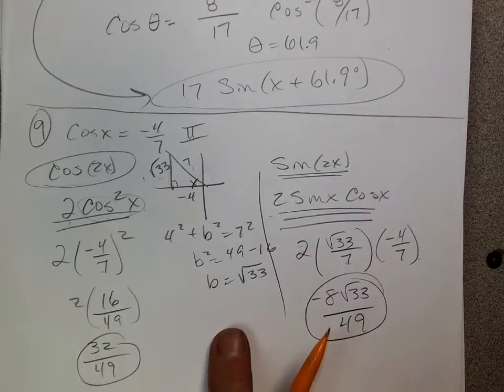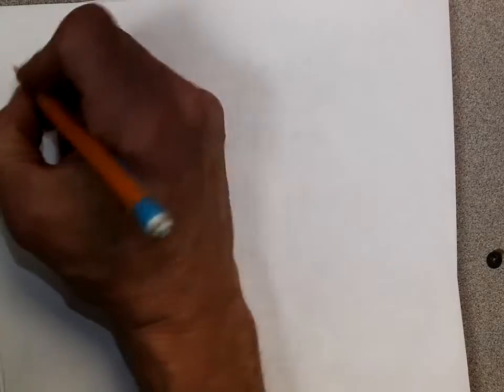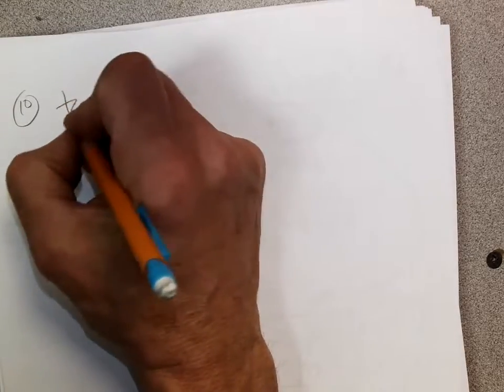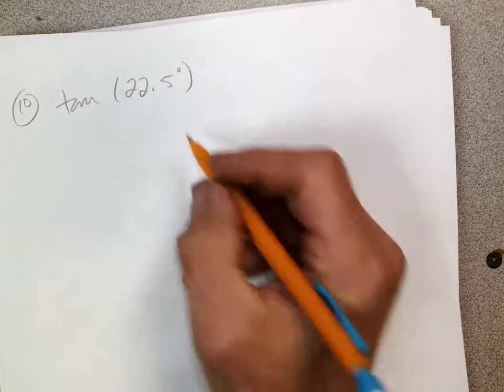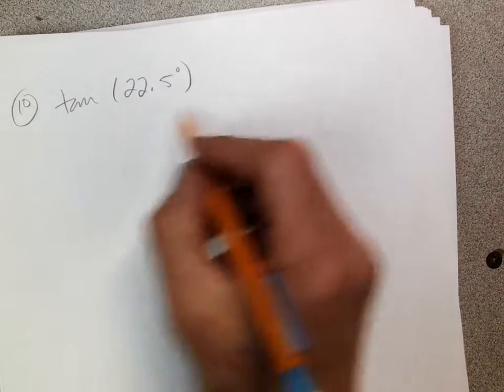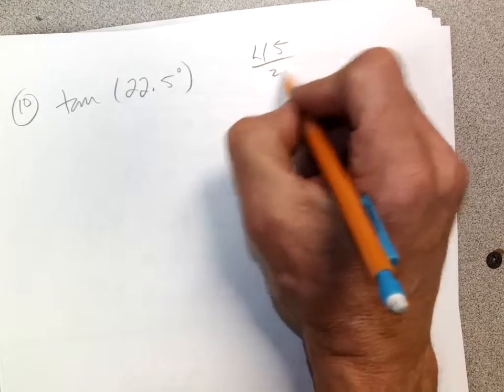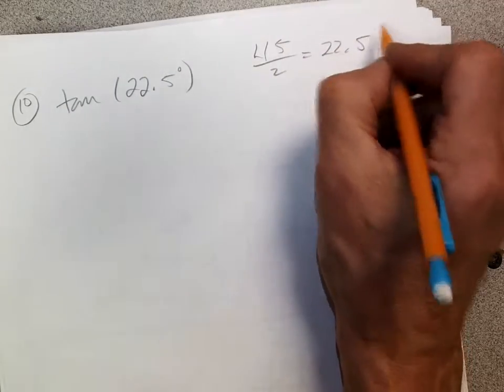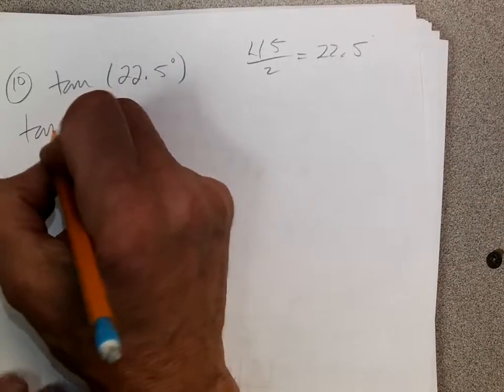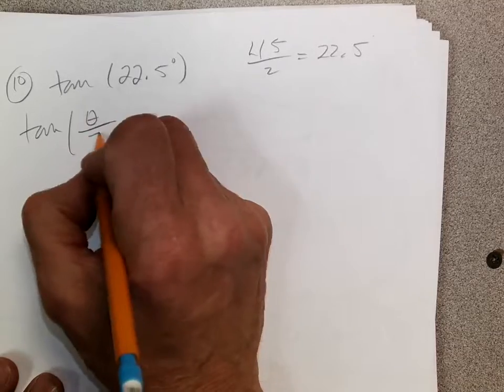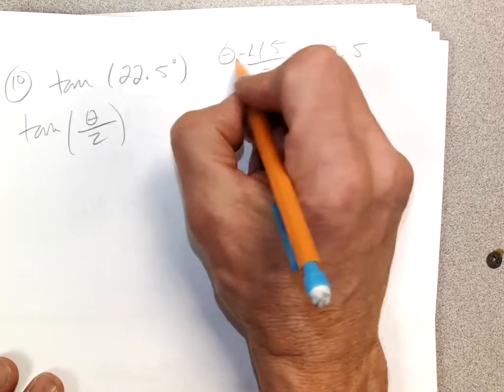Okay, let's do number 10 on the page. Let's get number 10 done. Okay, now the exact value. I'm going to use a half angle. Number 10, I've got the tangent of 22.5 degrees. I'm going to use a half angle because I know that half of 45 is a 22.5 degree angle, okay? So I'm going to set up for the half angle. So I want really tangent of theta over 2, where my theta is equal to 45, okay?